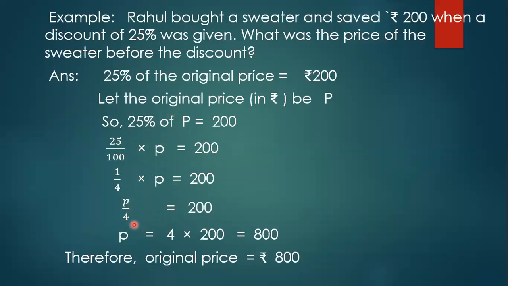Now we will do cross multiplication here. See, P is equal to 4 into 200. By cross multiplication we are doing 4 into 200, that is 800. P is 800, that means the original price of the sweater is 800 rupees. 4 into 200 gives 800. Therefore, the original price of the sweater is 800 rupees.